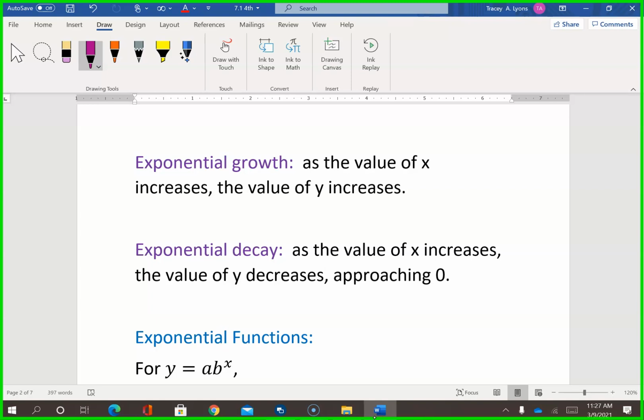Exponential decay, when I think about that one, I think about science when they're trying to find out half-life, when something decays over time. That's kind of the one that pops into my head. As the time gets bigger, the amount that's there gets smaller. Okay, so that's kind of what the decay one stands for.